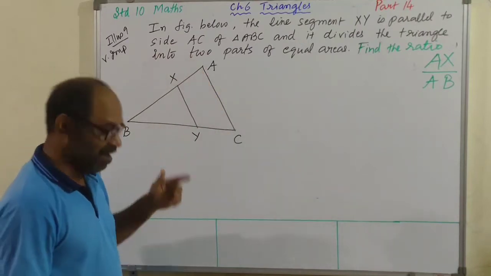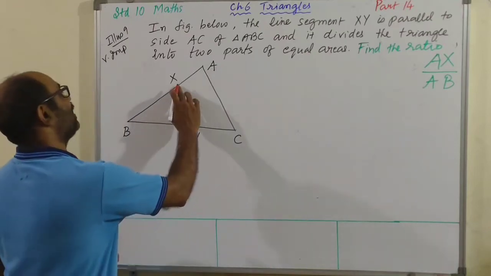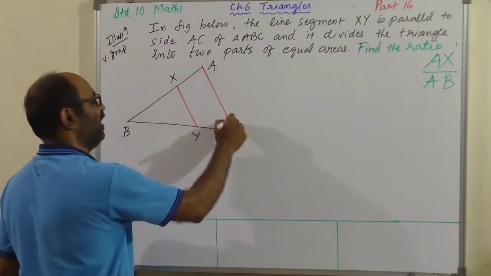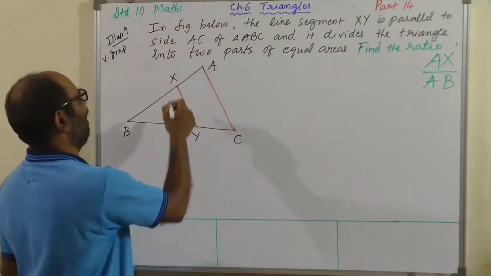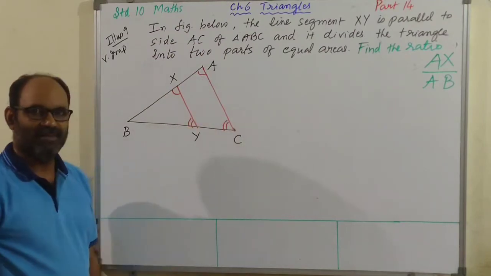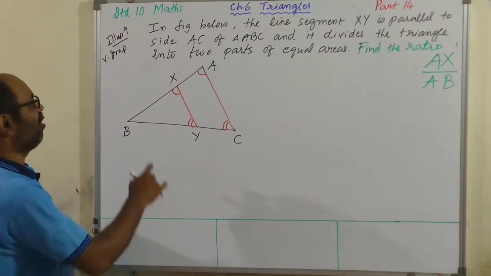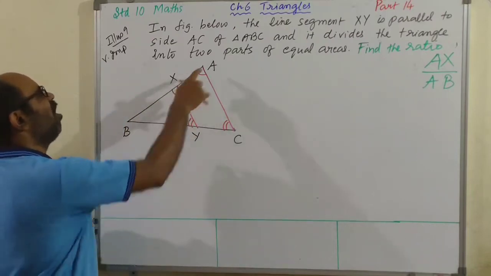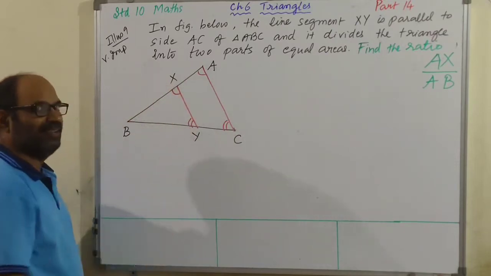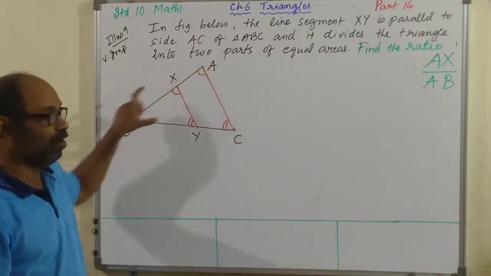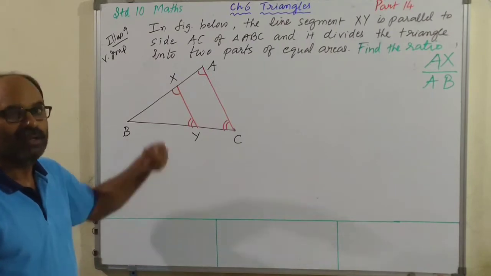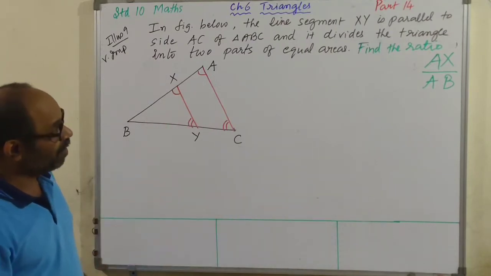Remember, XY is parallel to AC. Before I read, I'll say this angle is equal to this angle and this angle is equal to this angle. Why? Corresponding angles. So by the AA corollary, triangle ABC is similar to triangle XBY. The inner triangle and the bigger triangle are similar, because these are parallel.